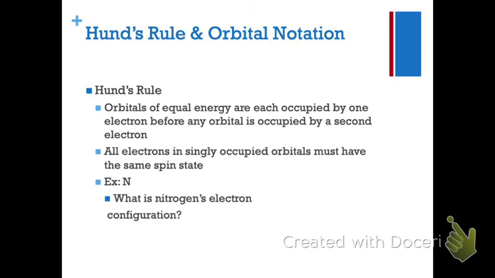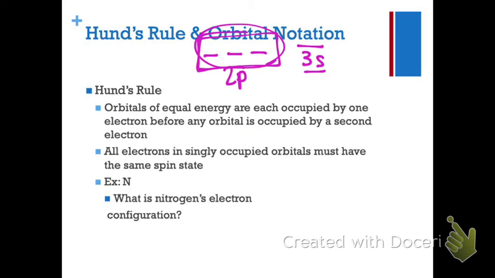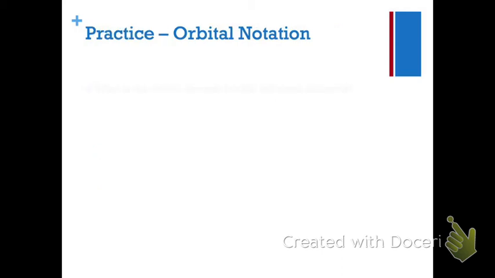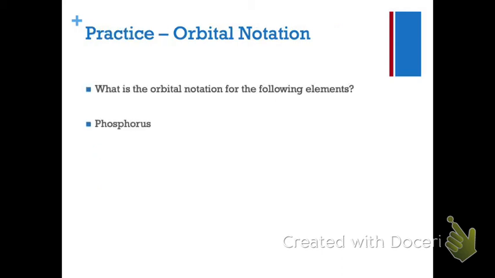I don't know if I had you fill in anything for Hund's rule or not. Orbitals of equal energy are occupied by one electron before any orbital is occupied by a second. So all of the 2p orbitals have the same amount of energy, but they don't have the same amount of energy as the 3s orbitals, right? Everything here has the same amount of energy, but not the same as the next level. Do we need to do another example on this one for phosphorus, or do we feel okay about that?